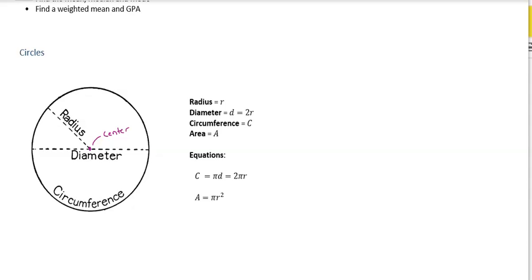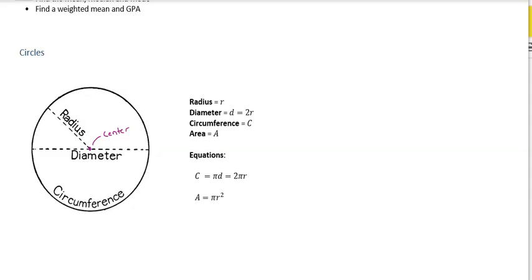Alright, here are some variables that you need to know. The radius is a small r. The diameter is a small d, which is 2 times r, of course, because the diameter is twice as long as the radius. The circumference is a large C. The area is a large A. The equations that you'll see are circumference equals pi times d, and since d is 2 times r, then it also equals 2 pi r. So you can replace the d with the 2 and the r, and we usually write it in this order.